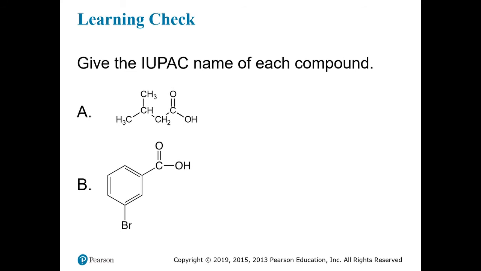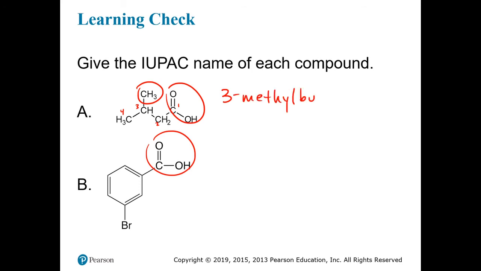Here we have 2 structures, and we're asked to find the names for each of them. In this case, the carboxylic acid is here. In this case, it's here. In the first example, the carboxylic acid carbon is number 1, this is 2, this is 3, and this is 4. So that makes this butane or butanoic acid as the derivative. This methyl group is on the 3rd carbon, so it's 3-methyl butanoic acid. Don't forget there's a space between butanoic and acid.